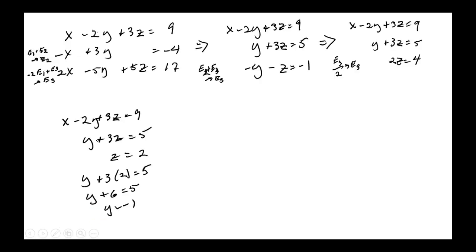Okay? So now we got 2/3 of our answer. Now we can back substitute into the top one, and that is x minus 2 times -1 plus 3 times 2, because z is equal to 2, and that's supposed to equal 9. So this will be x plus 2 plus 6 is equal to 9. Can you figure out what x is? x equals 1. There you have your solution.